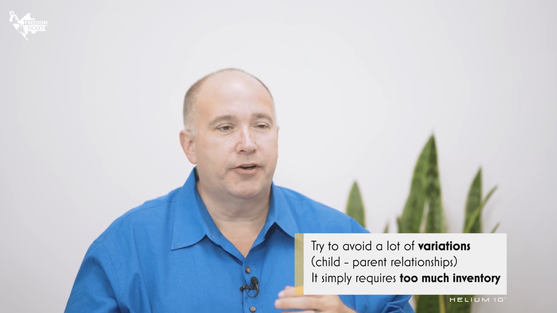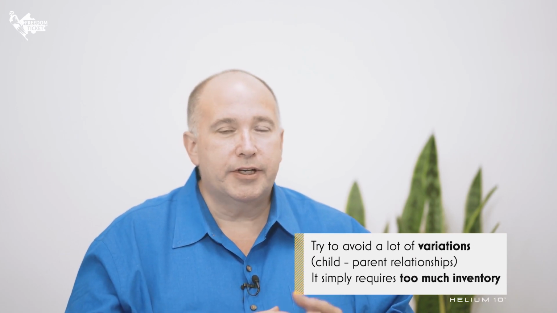The other one is I like to launch products that don't have a lot of variations, don't have a lot of parent-child relationships. The reason I do that is because you don't know when you're first starting what are the best variations. Yeah, you can use the Helium 10 tool and look at the reviews and actually get an idea of which variations are selling better for your competition.